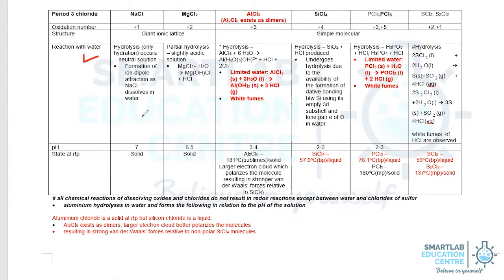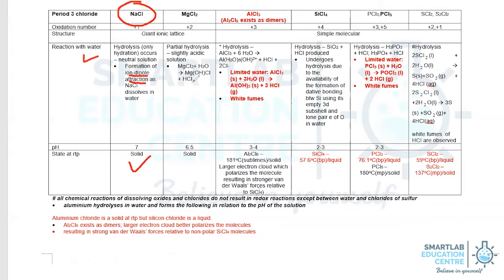Let's now take a look at the reactions with water, and we look at the pH. We'll look at the equations in a while's time. In the presence of water, NaCl does dissolve, merely forming ion-dipole attraction forces, which is actually a physical reaction, which means you could just evaporate the water and get back your sodium chloride. So the pH is 7.